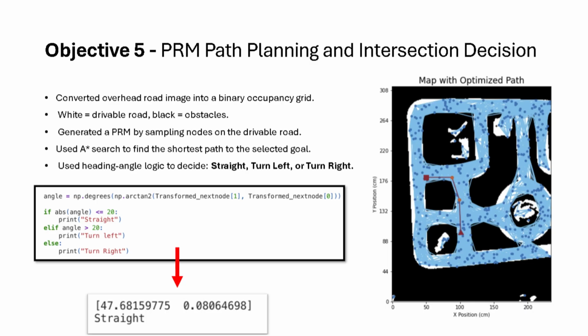If the angle is greater than 20, it makes a turn left, and if the angle is less than minus 20 degrees, it makes a turn to the right. In our case, the calculated angle was very small, so the correct output was straight as shown.